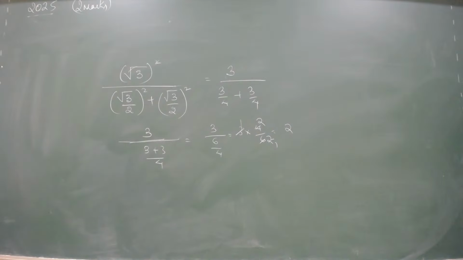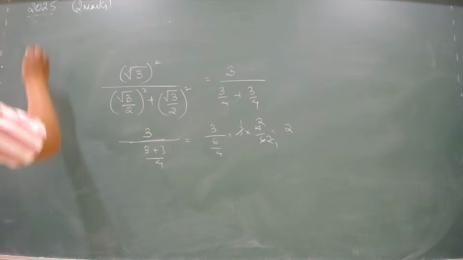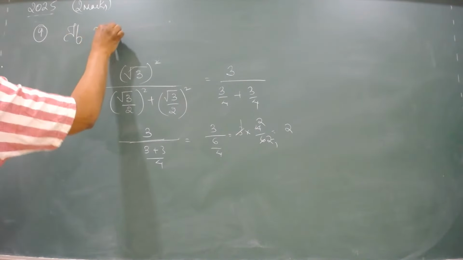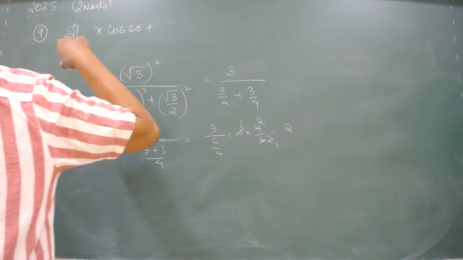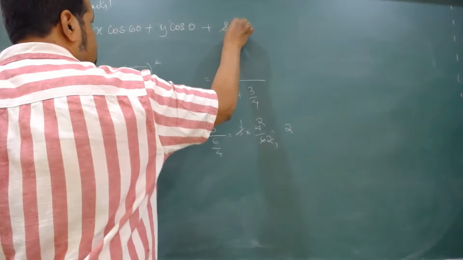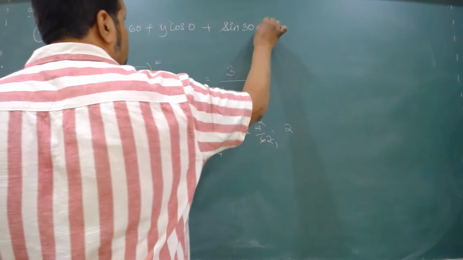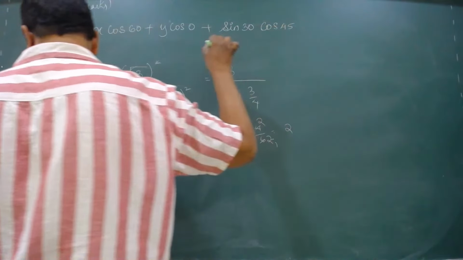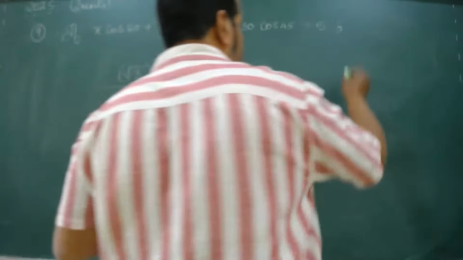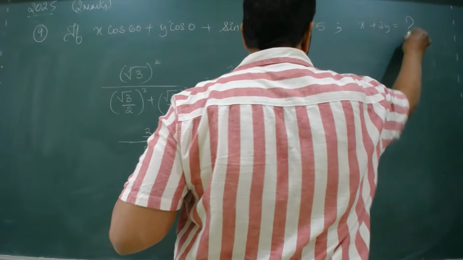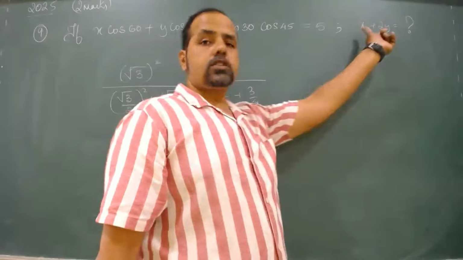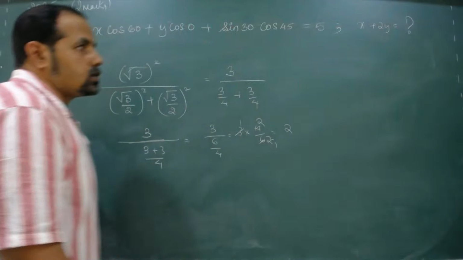Next question. Question number 9. If x cos 60 plus y cos 0 plus sin 30 minus cot 45 is equal to 5, we have to find the value of x plus 2y. Then x plus 2y is equal to how much?